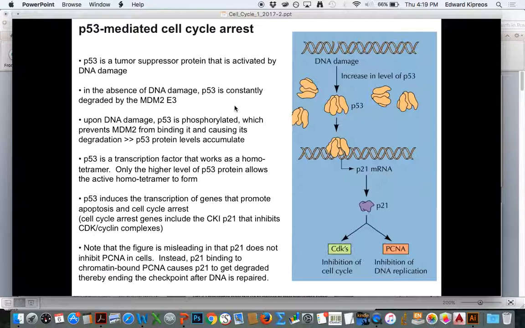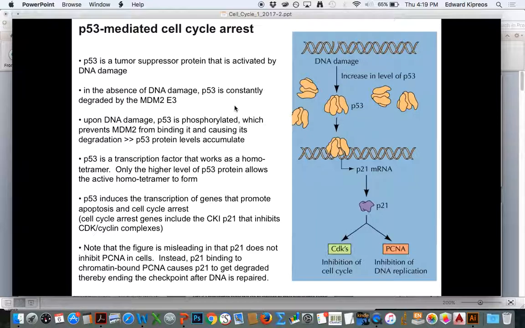So PCNA, okay, here's your DNA, and you've got a polymerase, let's say DNA polymerase. PCNA is this big ring clamp. It's got three components. What happens is the DNA polymerase will go on the DNA, and it's going to fall off. It'll come back on and fall off again, and again. It doesn't have much processivity.